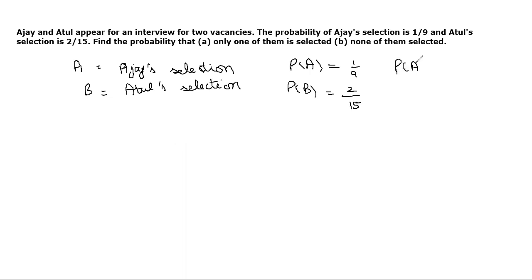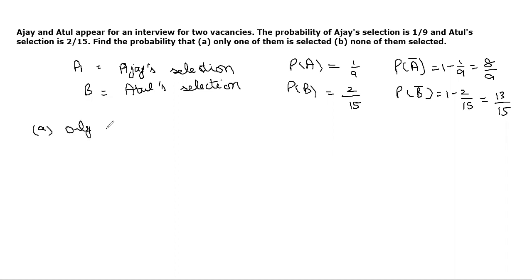You can calculate the probability of not A, non-selection of Ajay, will be 1 minus 1 by 9, that is 8 by 9, and that of non-selection of Atul will be 1 minus 2 by 15, which is 13 by 15. Now part A of this problem is that only one of them be selected. Only one is selected means either Ajay is selected or Atul is selected, but not both of them.